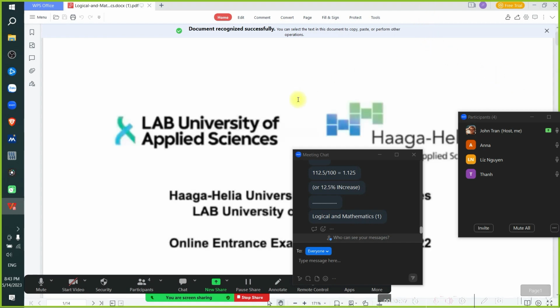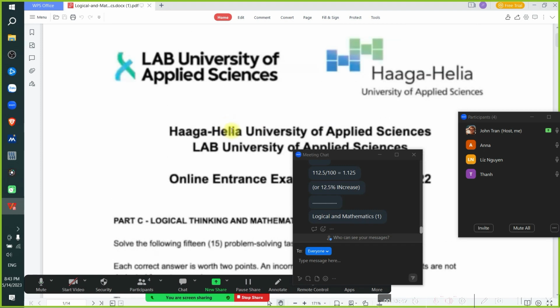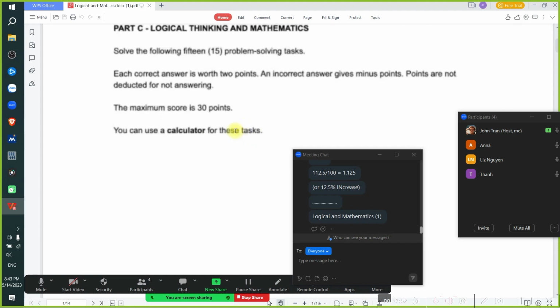Okay, home. This is actually the autumn 2022 exam. Đây là cái bài thi hồi mùa thu 2022 nè. And remember, you can use a calculator. Có thể xài máy tính được nha. They say that each correct answer is worth 2 points. Incorrect answer gives minus points. Những câu trả lời đúng thì đáng 2 điểm. Một cái câu trả lời sai thì bị điểm trừ nha.